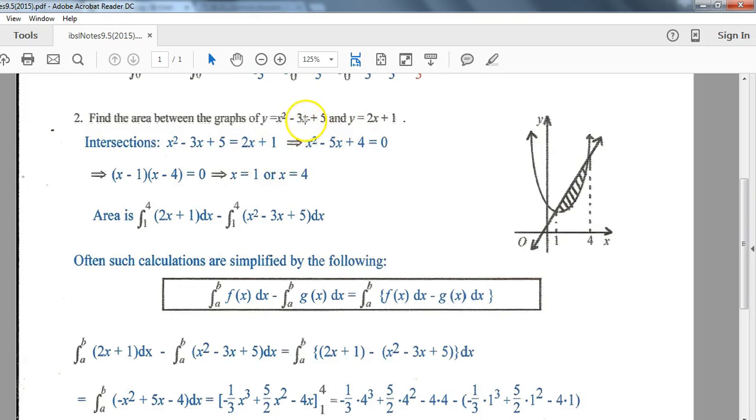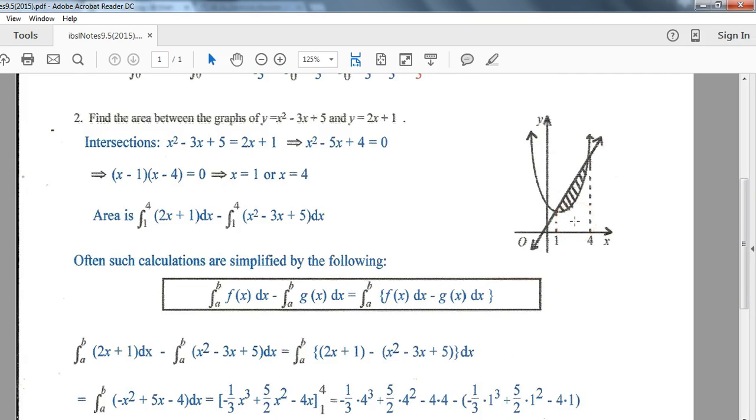So if I were to set the two equations equal to each other and solve for x, I can see that my x values are 1 and 4. And so that's going to give me my left and right boundaries. So we're integrating from 1 to 4. And again, we're going to do the top area. So I'm finding the area from 1 to 4, everything below this line. Then we're going to subtract out this area right here.